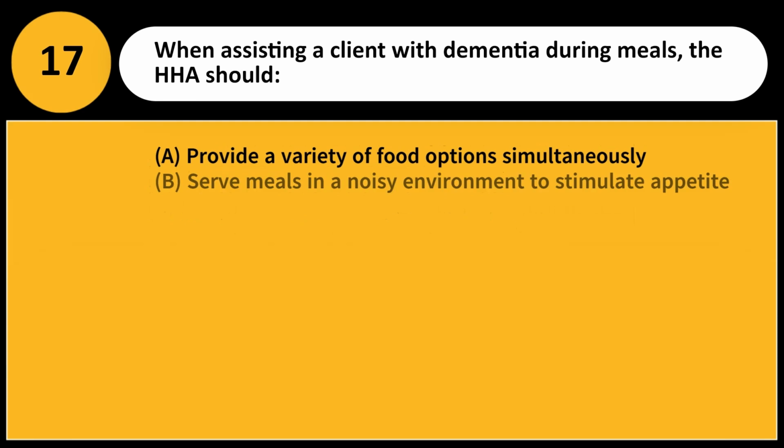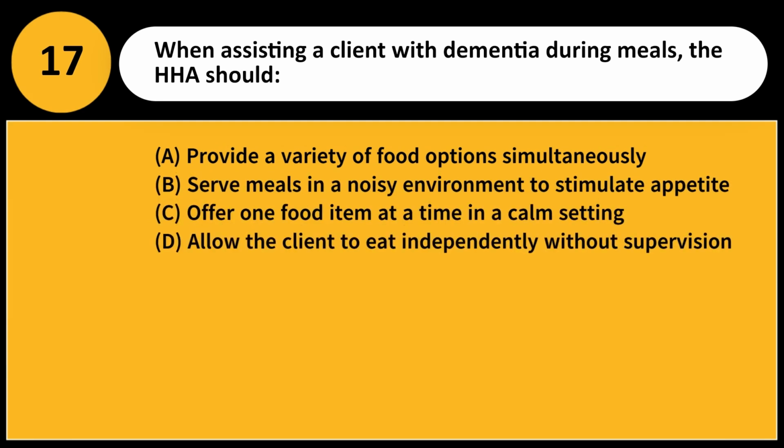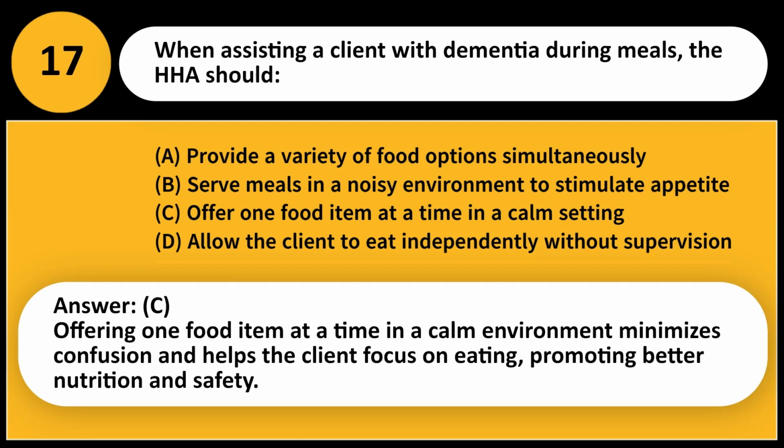When assisting a client with dementia during meals, the HHA should A. Provide a variety of food options simultaneously. B. Serve meals in a noisy environment to stimulate appetite. C. Offer one food item at a time in a calm setting. D. Allow the client to eat independently without supervision. Answer C. Offering one food item at a time in a calm environment minimizes confusion and helps the client focus on eating, promoting better nutrition and safety.